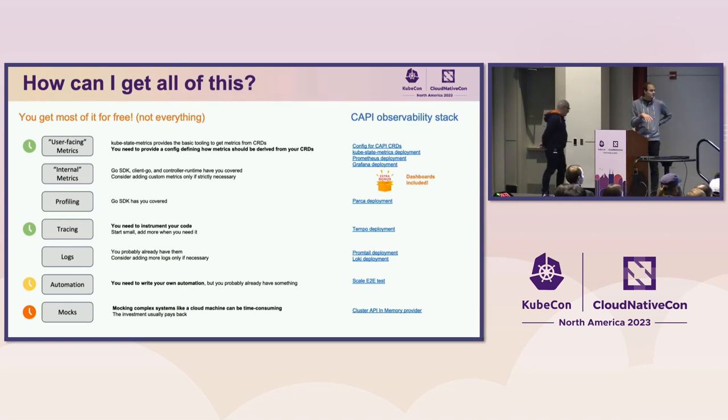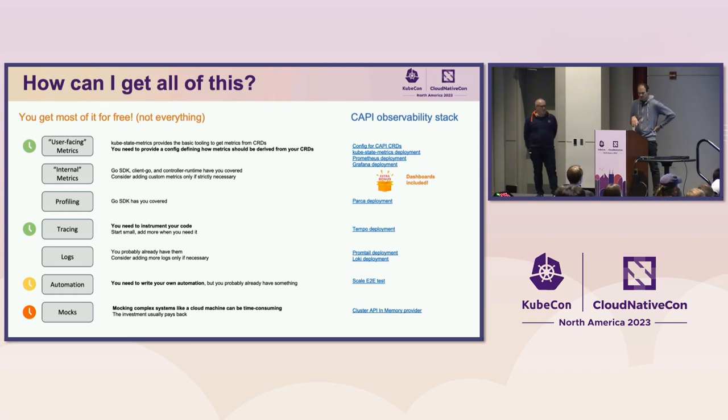Then for logs, you hopefully already have logs. And basically, if you see during your investigation that you need more logs, you can just add more. But in general, it's probably good enough what you already have. And we are using Promtail to ship the logs to Loki. And then essentially, we take a look at the logs via Grafana. The nice thing is because we are showing logs and traces via Grafana, we can basically cross-correlate them. So we can see which traces are matching with which logs and investigate why a reconciler is slow.